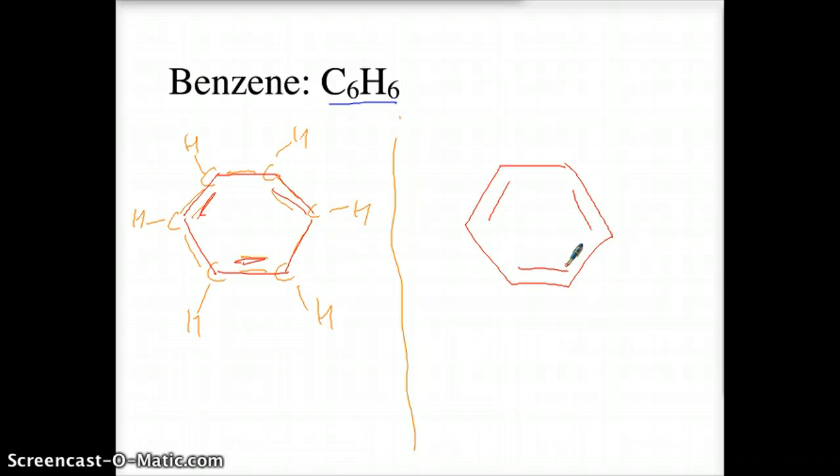Again, I don't draw hydrogens bonded to carbon. But how do I know how many hydrogens must be on each carbon? Well, think about this carbon right here. It has 1 bond going out this way, 2 bonds going out this way because of this double. So that's 3 bonds already, so there's only 1 left for the hydrogen. And it'd be the same on every carbon.